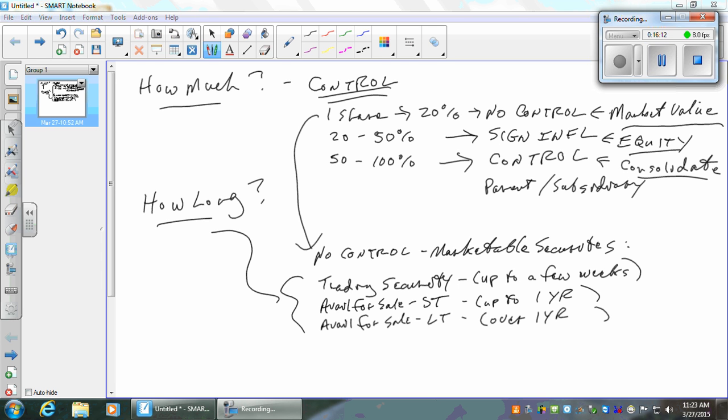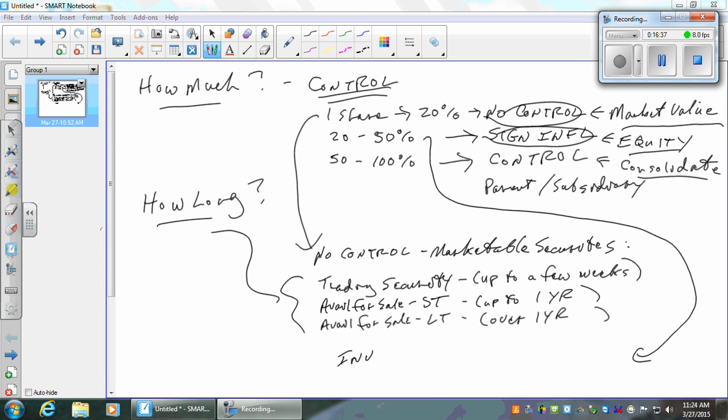What do we call it if we have 20 to 50%, and we think we have significant influence now? So these were down to the trading security, available for sale, short-term, long-term, were all no control. What if I own 20 to 50%? I have significant influence. What am I going to call it? Investment in affiliate. Investment in affiliated company. Right? And we're going to use the equity method with that.